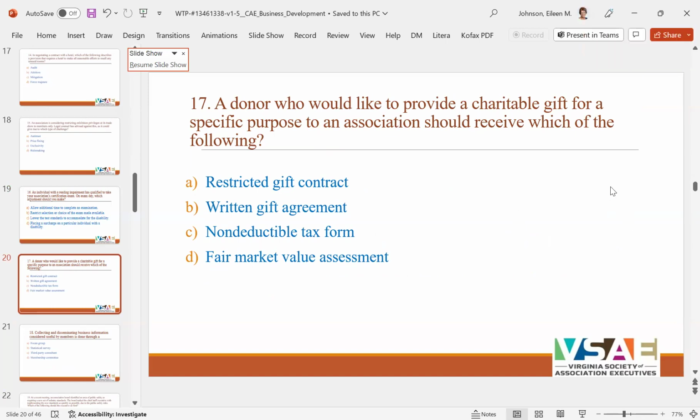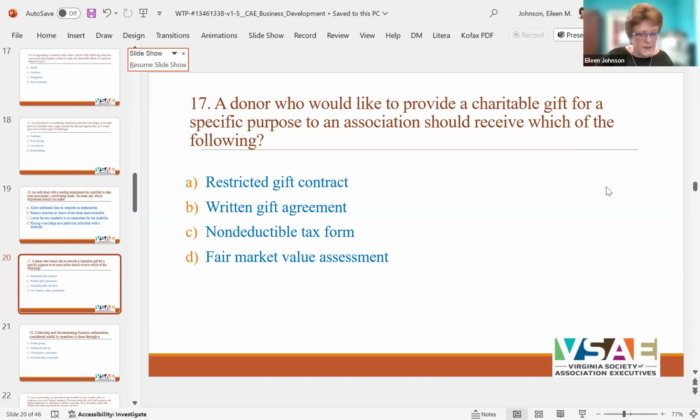Okay, a donor who would like to provide a charitable gift for a specific purpose to an association should receive which of the following: restricted gift contract, written gift consent agreement, non-deductible tax form, or fair market value assessment. A charitable gift for a specific purpose. Charitable gift makes me think taxes. C?